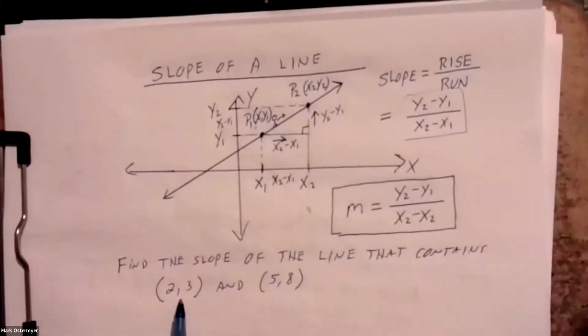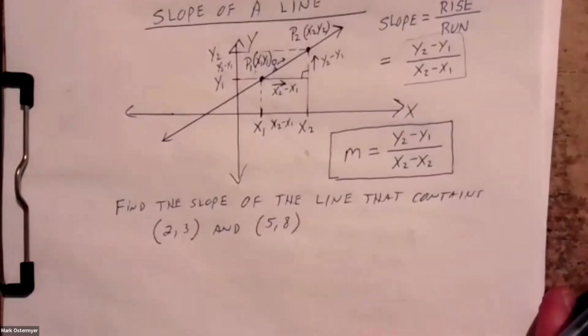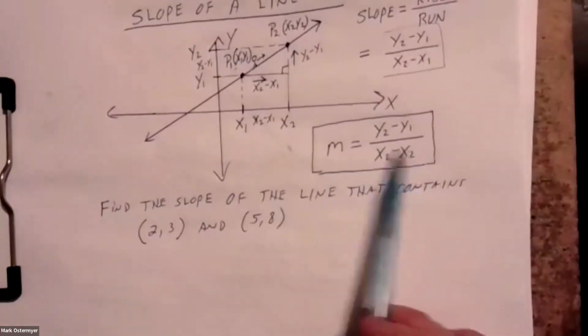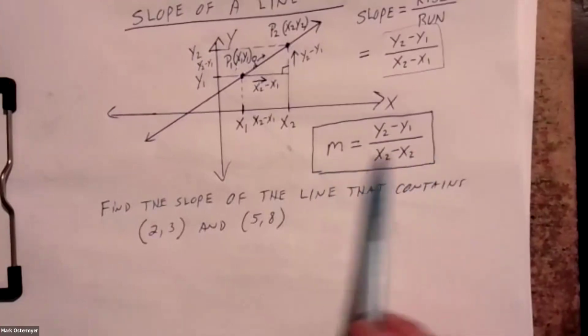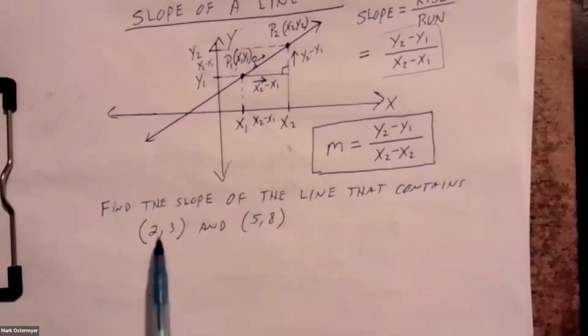I want to compute the slope of the line that contains these 2 points. How do we do it? Later on, we're going to use our what formula? I'll give you a hint. We're going to use our slope formula.